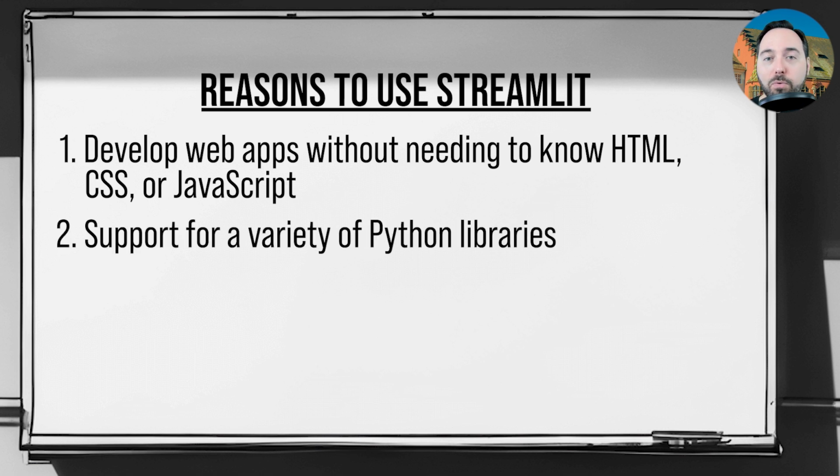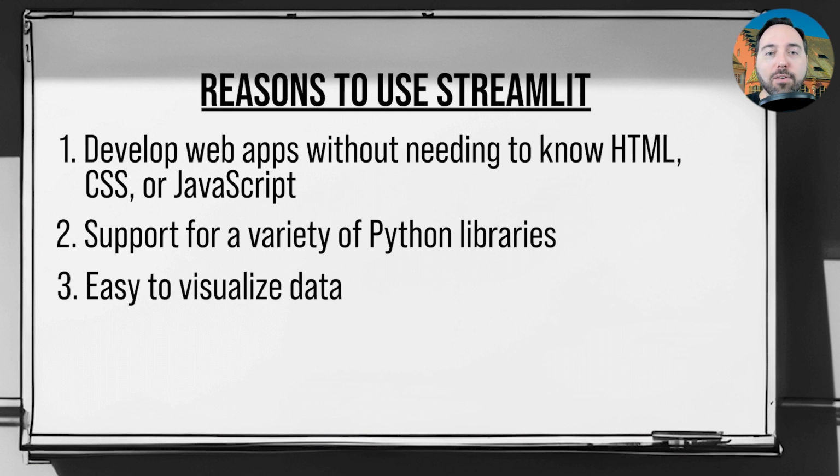Second, Streamlit works really well with a variety of common Python libraries. Think about libraries such as scikit-learn, pandas, numpy, and spaCy. You can easily translate pandas data frames or view the results of dependency parsing in spaCy using Streamlit. It also has great support for Python visualization libraries like Plotly, Matplotlib, and Seaborn.